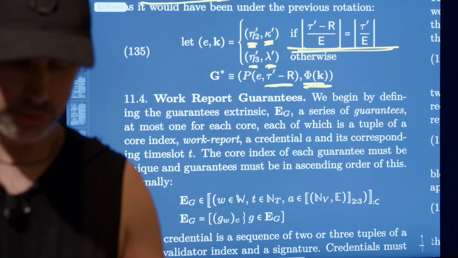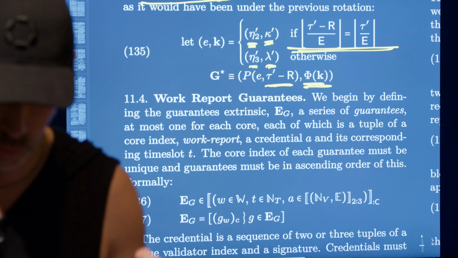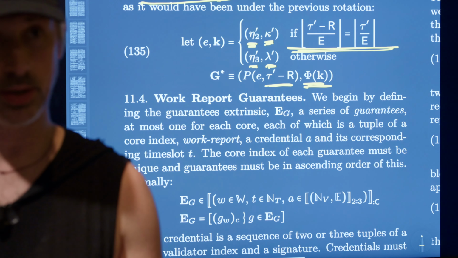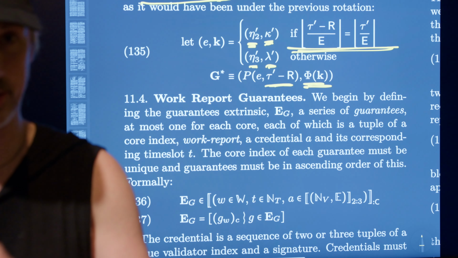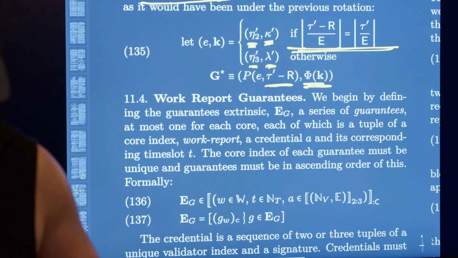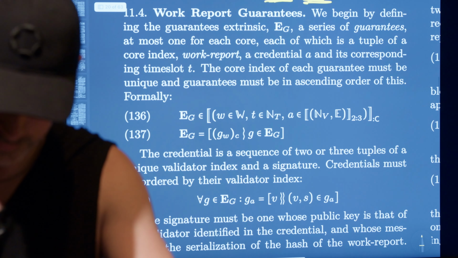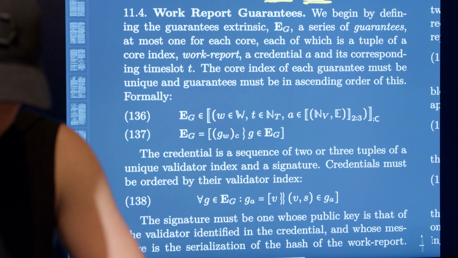Now, G and G star, we're doing well. Now, we know which guarantors, which validators are guaranteeing on which cores, which means all of the hard work really has been done to now be able to recognize what a valid guarantee extrinsic looks like. So let's jump into the work report guarantees.